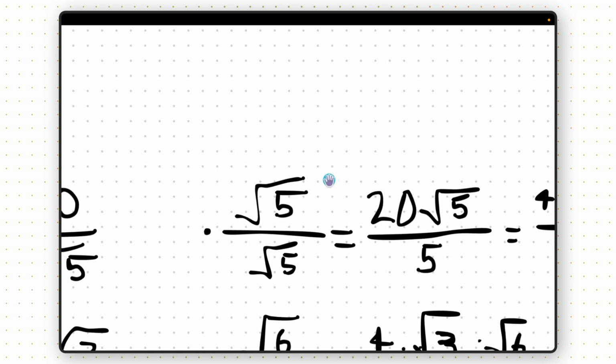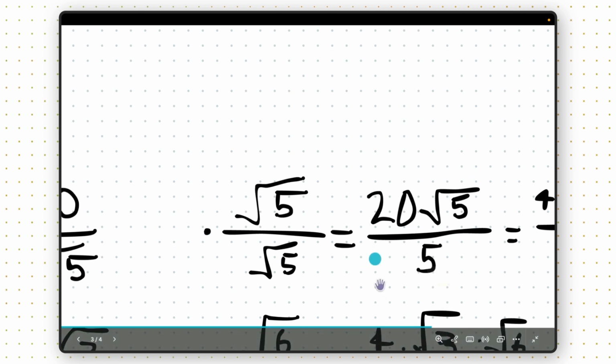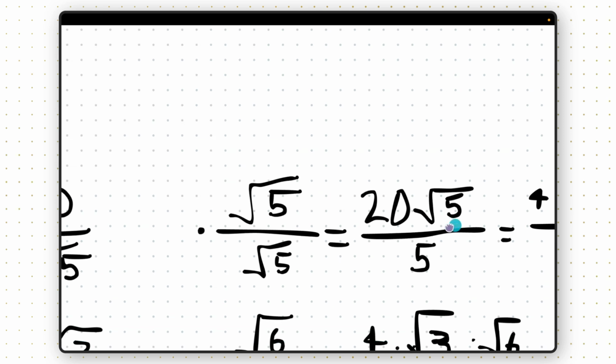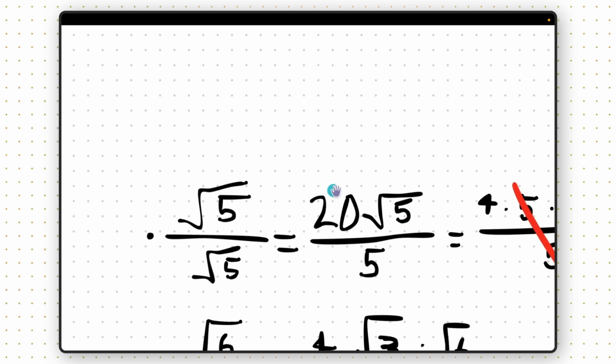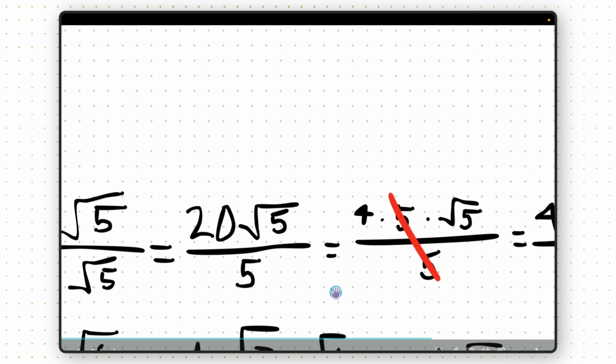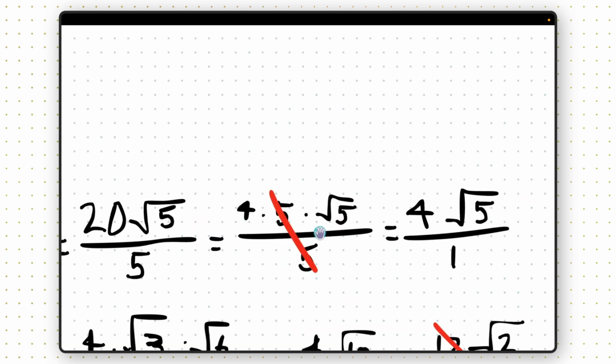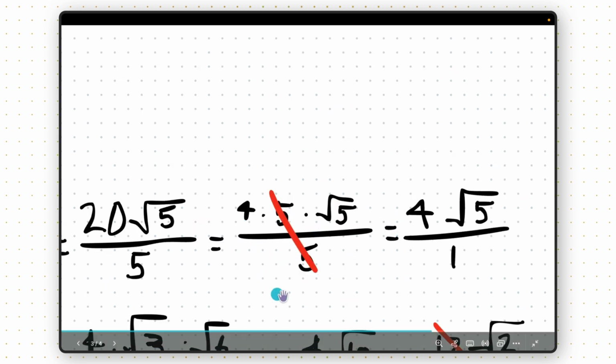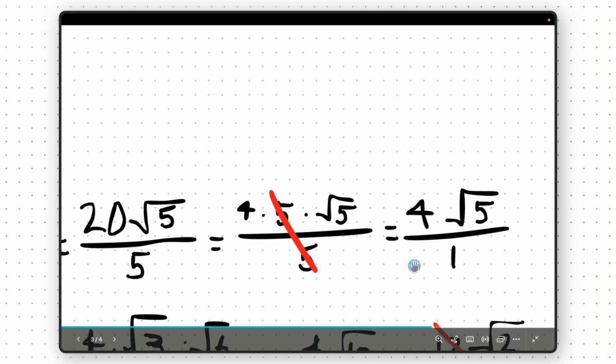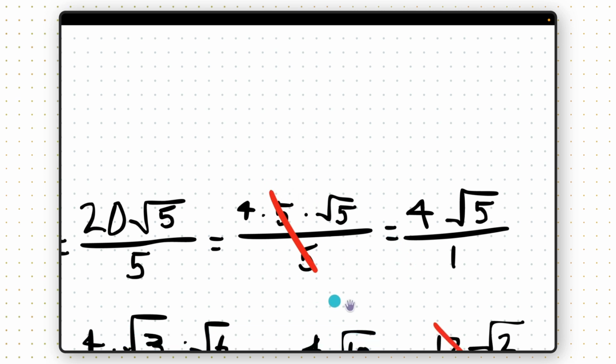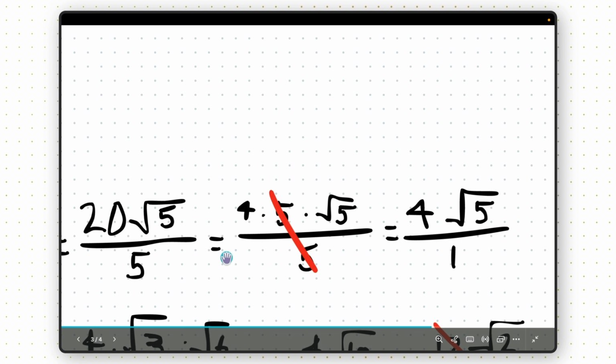Now, we want to make sure these fractions are always in the simplest form. If you had this question on your exam, you wouldn't get the full marks if you left your answer like this. You need to have it fully simplified. So obviously the common factor between 20 and 5 is 5. So we have 4 times 5 times root 5 over 5, and the 5's cancel out, so we get 4 root 5 divided by 1, which is just 4 root 5.